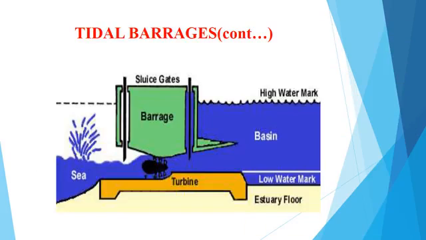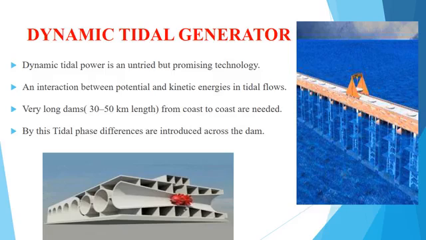Figure shows the sluice gate and the barrage. At the bottom side, there is a turbine, and on the right side it has a basin to store the water. Another one is a dynamic tidal generator. Dynamic tidal power is an untried but promising technology, an interaction between potential and kinetic energies in tidal flows.